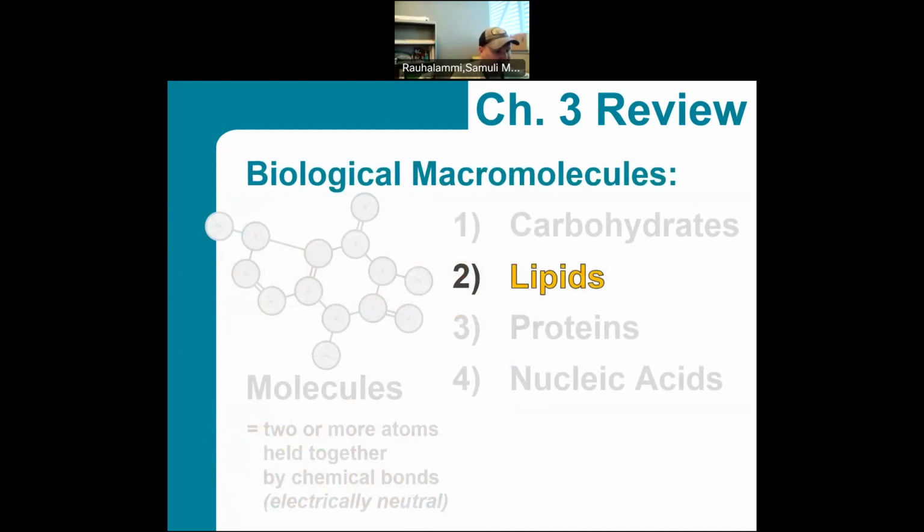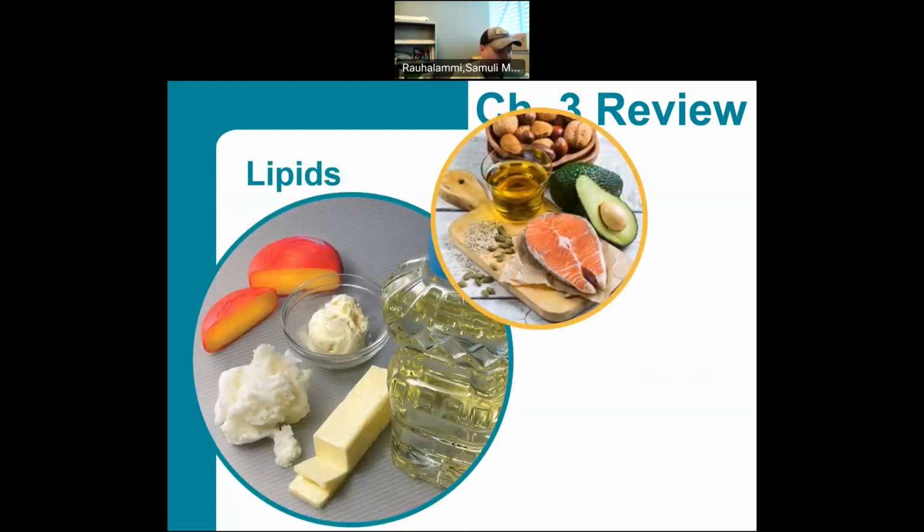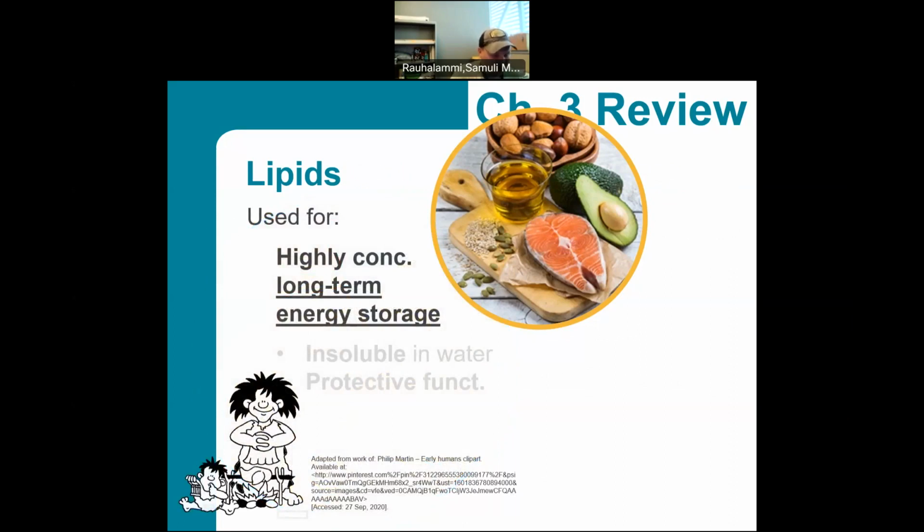Let's look at lipids real quickly. When I talk about lipids to students, think of things like butter, oil, lard, cheese, things like that, ice cream. But there are also other sources of lipids that are considered more healthy, such as fish, nuts, seeds, avocado, olive oil, things like that. Lipids are really used as a highly concentrated long-term form of storing energy. Again, I think that's why we are attracted to eat foods that contain high amounts of lipids, because our body evolutionarily has been like, oh, this is a great way of getting a lot of energy.